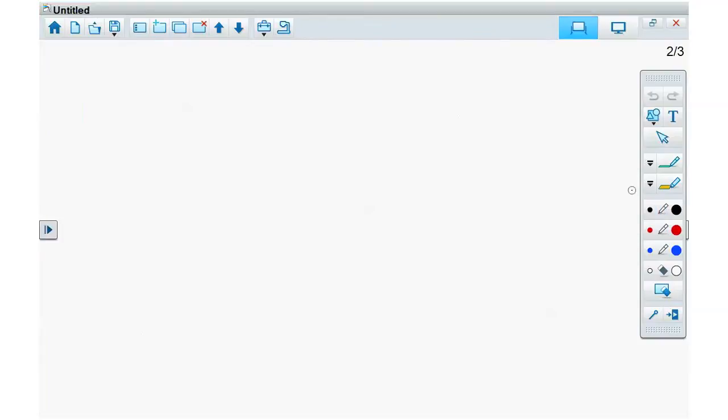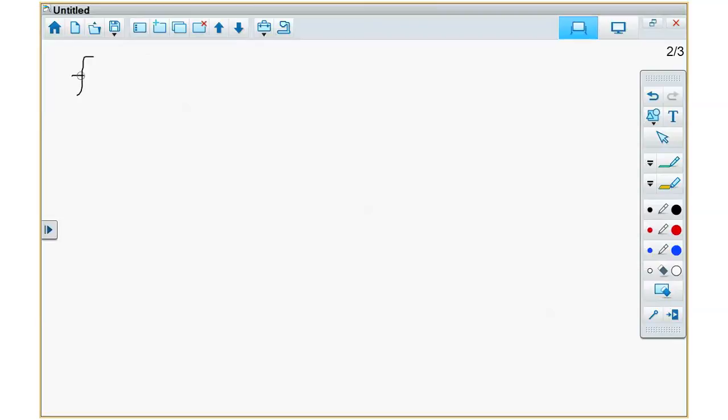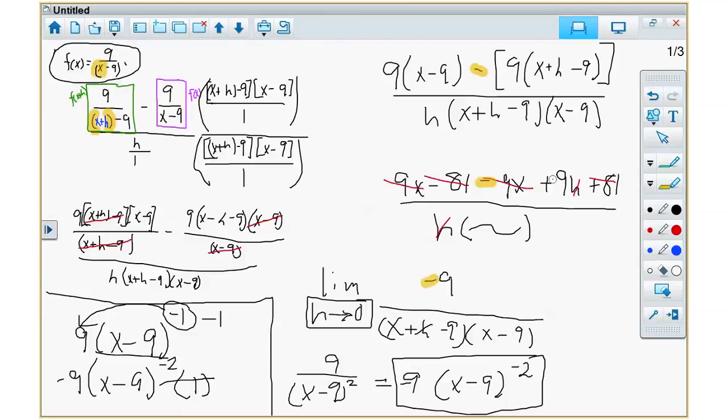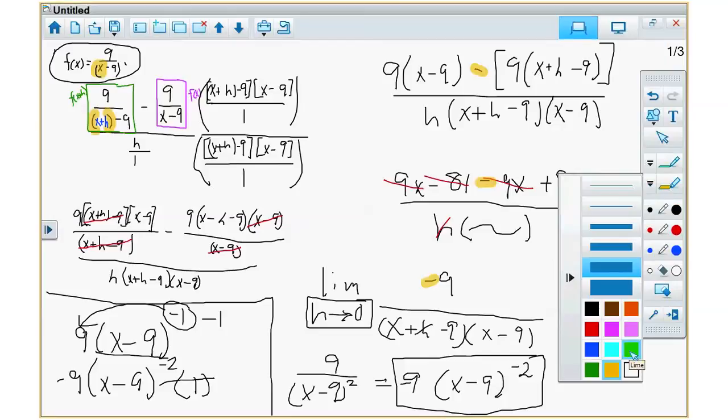All right, let's try this one. This was given to me yesterday also. F of x is equal to the square root of x plus 6. Now, let me show you one thing before we start this problem. I'm going to take my handy dandy green highlighter and highlight this whole area right here.